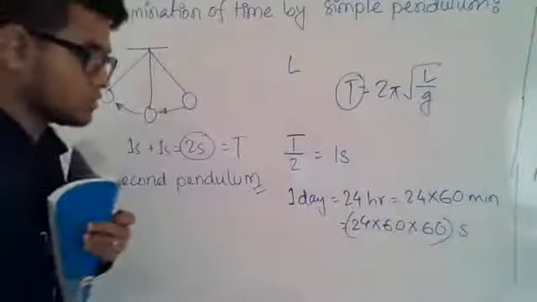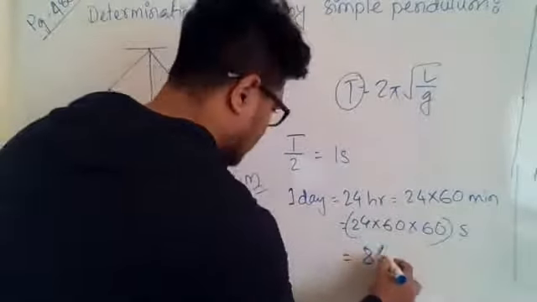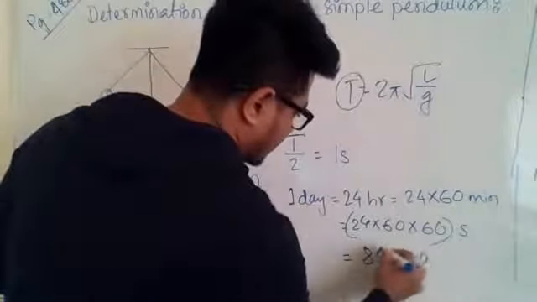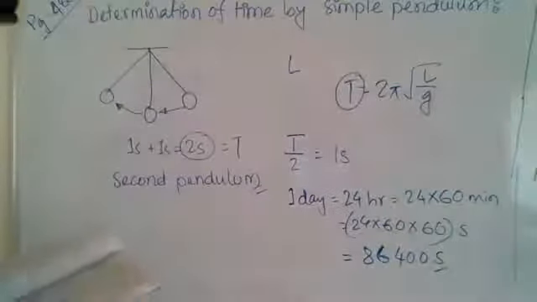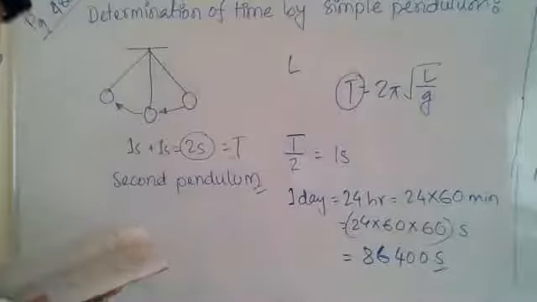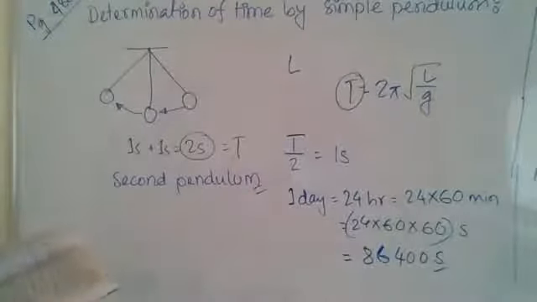If you multiply all this, do you get 86,400 seconds or not? Okay. Hence, a pendulum clock showing correct time performs 86,400 half oscillations in 1 day. This is very true.